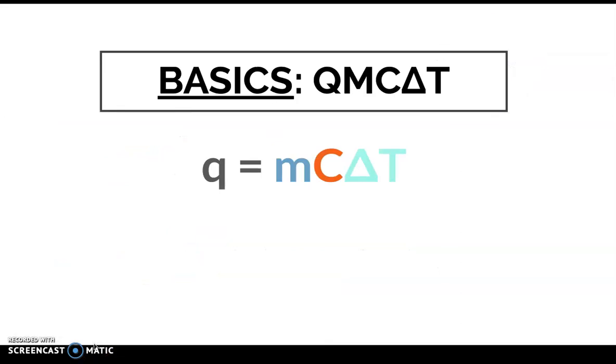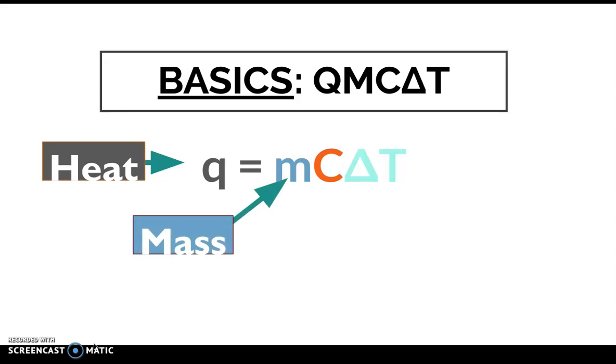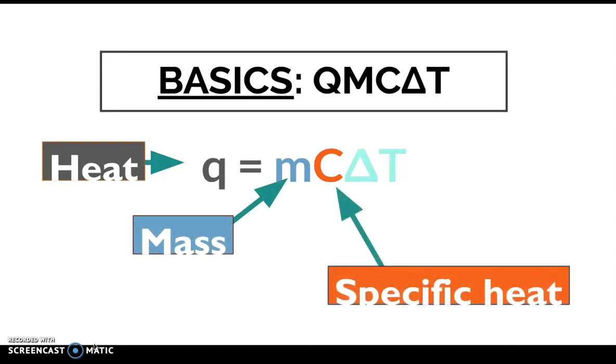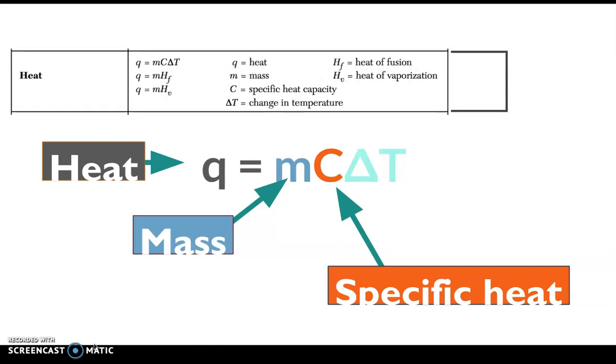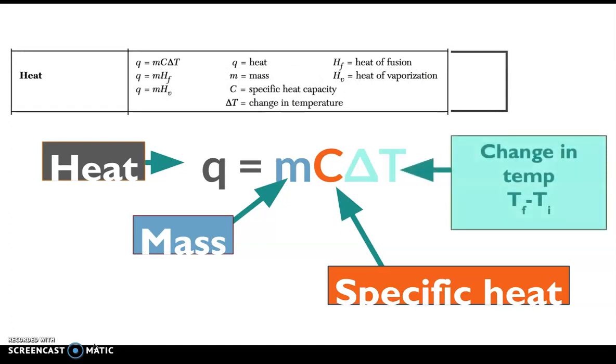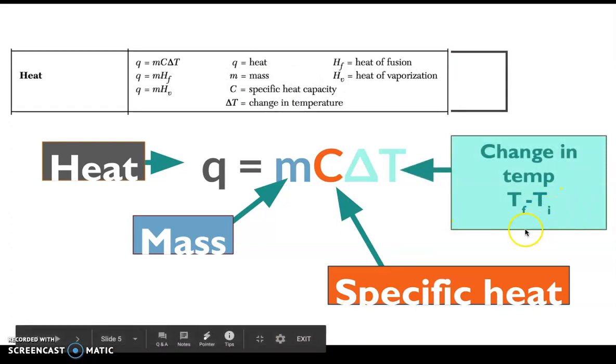The formula that we're going to be dealing with today is Q equals MC delta T. Within this formula, the Q represents heat, M represents the mass, C represents specific heat constant, which is specific for different materials. We're going to usually be working with water, which I'll explain in a few. And then the delta T represents the change in temperature, which is T final minus T initial. The final temperature minus the initial temperature.